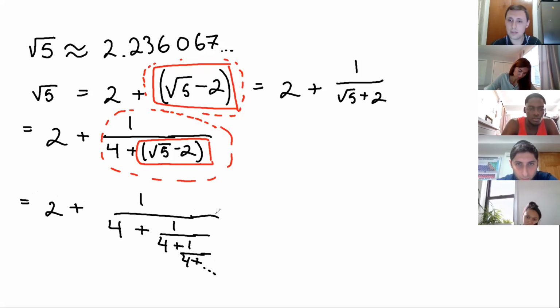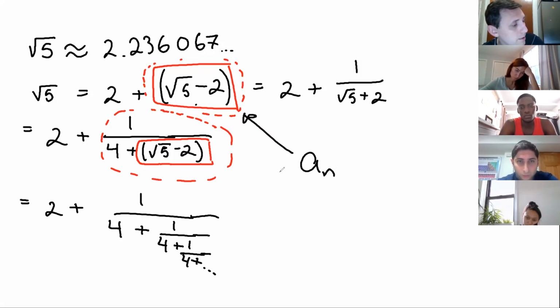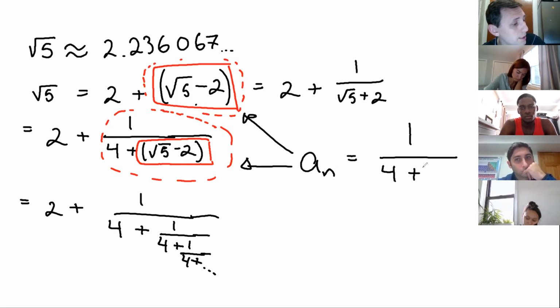Good? Now, what does that mean? Look at it, guys. I have this recursion. I have that a sub n. This part is like the a sub n. It's equal to this part. So a sub n is equal to 1 over 4 plus a sub n minus 1.